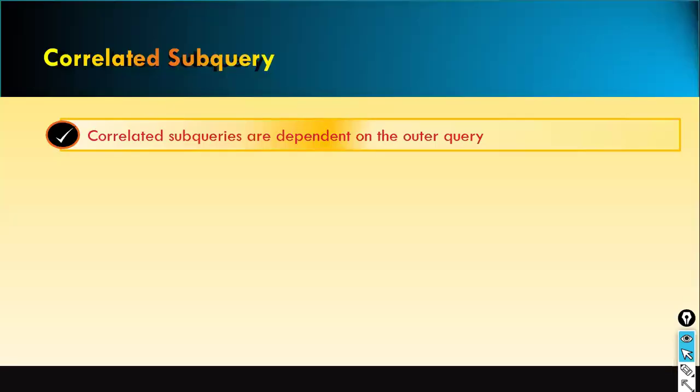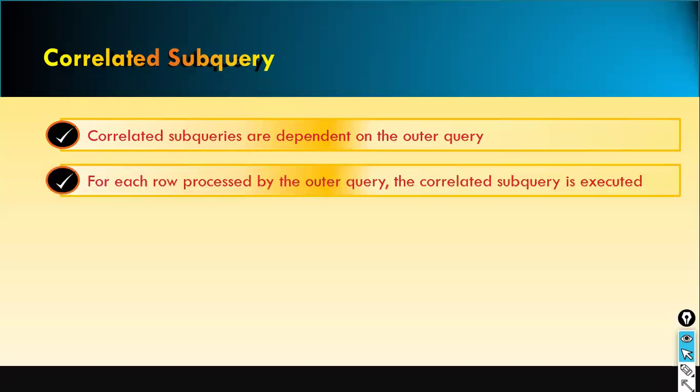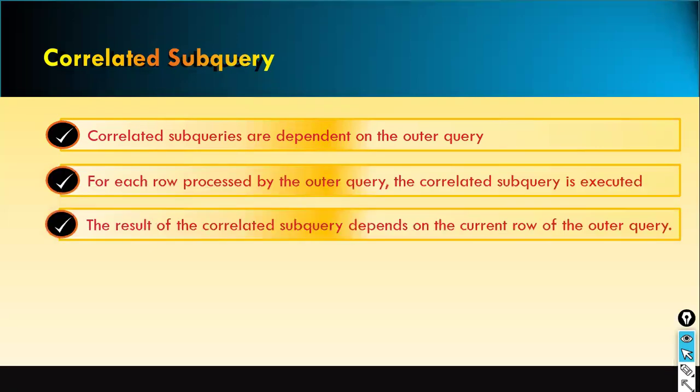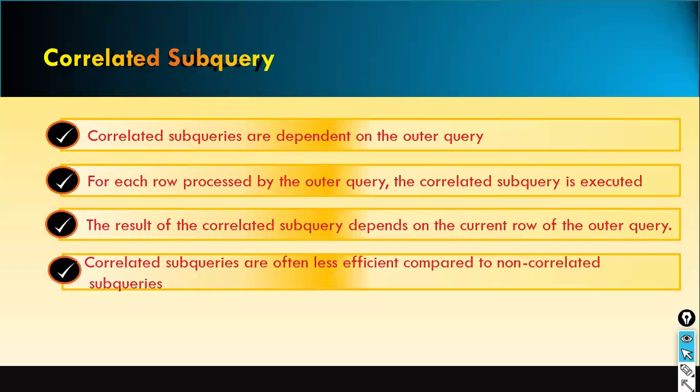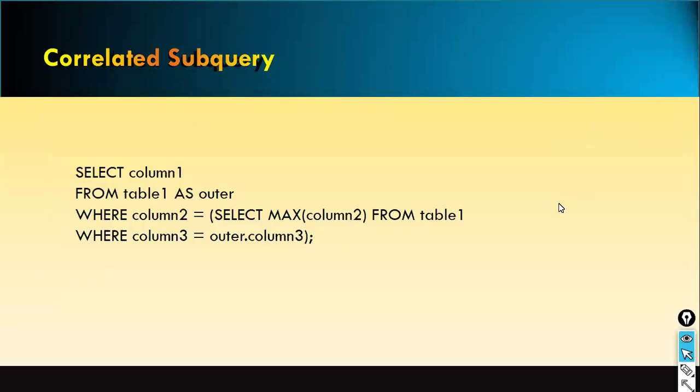Correlated subqueries are dependent upon the outer query. For each row processed by the outer query, the correlated subquery is executed. It's very expensive. The result of the correlated subquery depends on the current row of the outer query. This is the most expensive, or often less efficient, kind of query. Look here, correlated subqueries are less efficient compared to non-correlated ones because the subquery will get executed for each row in your outer query. That is the painful thing.